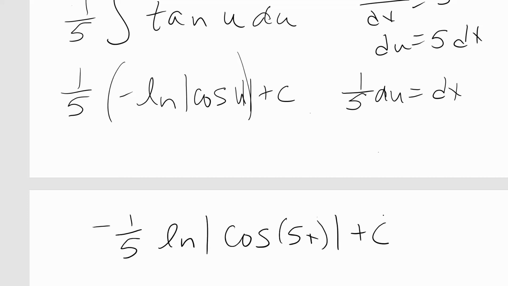Or if you want to, you can say negative natural log of cosine of 5x, plus c, all over 5. Or you can make it to the 1/5 power and put it in the 5th root. There's all kinds of things you can do to it, but I would accept this.